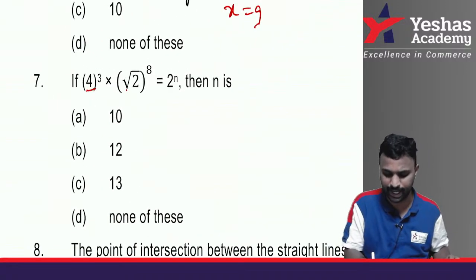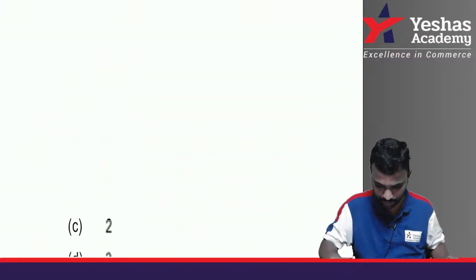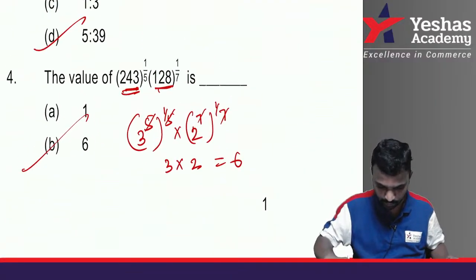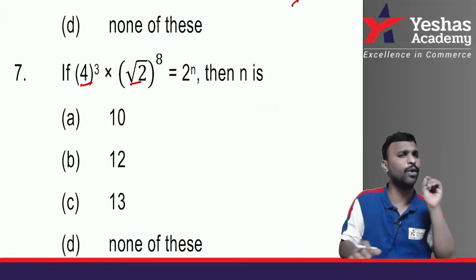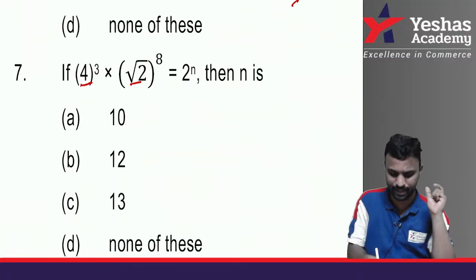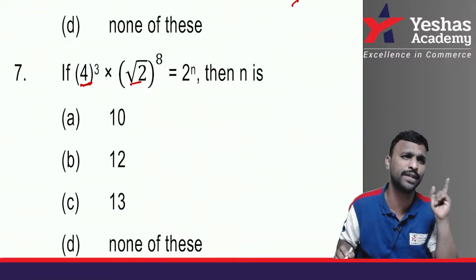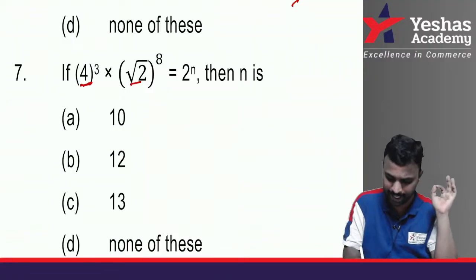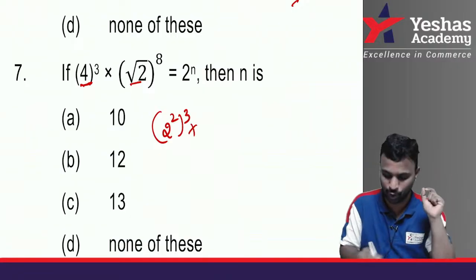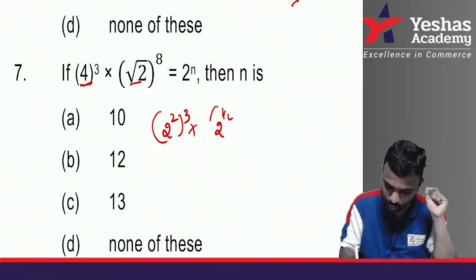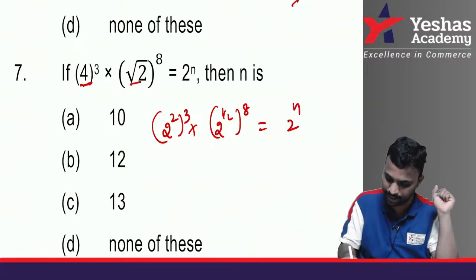Guys, once again, the same kind of question as question number 4. So what did I say? Always make sure the base number is a prime number. 4 is not a prime number. How do you write 4? It's 2 square, whole power 3. And 2 root 2, which is 2 into root 2, you can write as 2 power 1 by 2, whole power 8, is equal to 2 power n. Now you can simplify this.